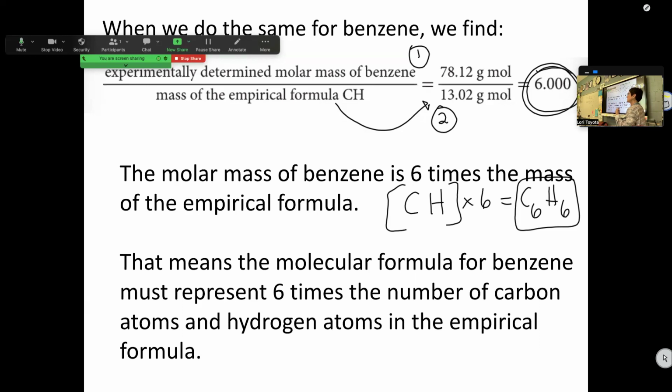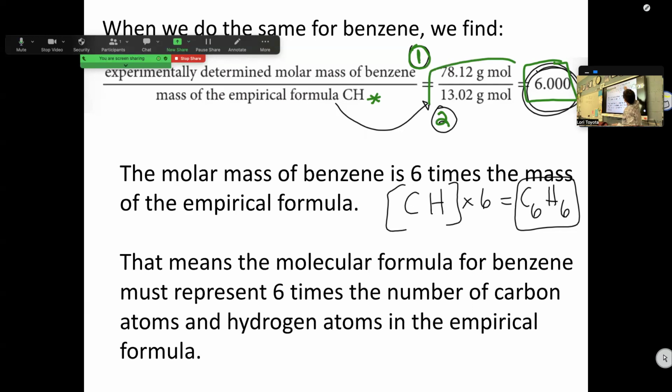The question is, where does the 6 come from? The 6 is something that we have to calculate. That would be this piece of information that would have to be given to you. You could calculate it if you were given the mass percent of the elements involved. We know how to calculate that from mass percent.